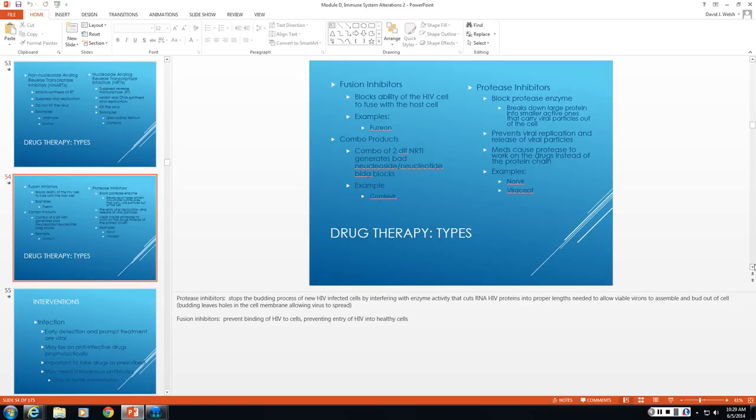Now, your fusion inhibitors basically are going to block the ability of the HIV cell to fuse with the host cell. Examples of these are going to be Fuzeon. Your combination products, which is your combination of two different NRTIs, generate bad nucleotide building blocks. Example of that is going to be Combivir.